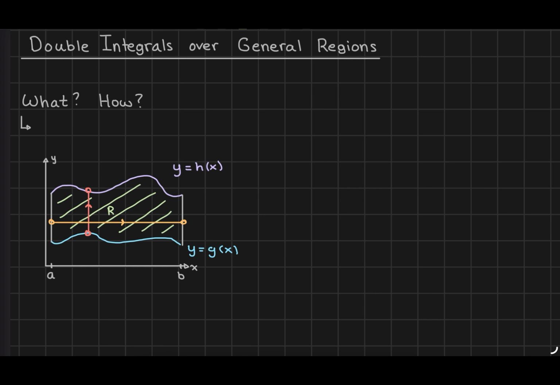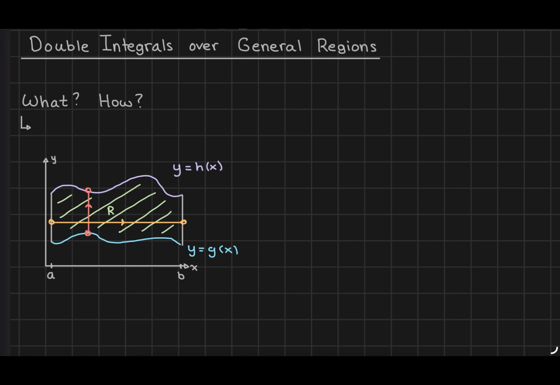This means that instead of having just constants in our bounds, we're going to have functions now. And I guess that might have been a little bit intuitive, perhaps, but maybe I'm stating the obvious, but that's pretty much what double integrals over general regions is.